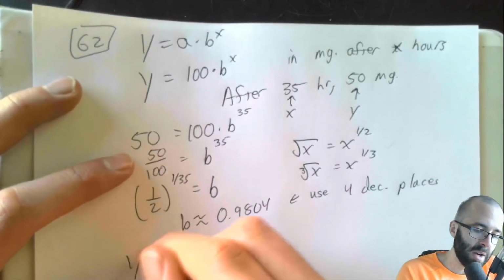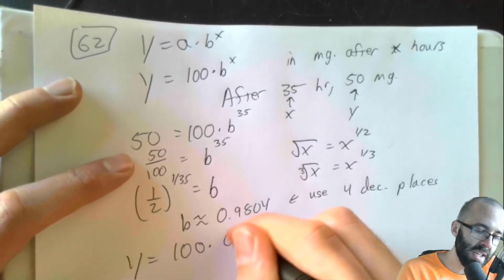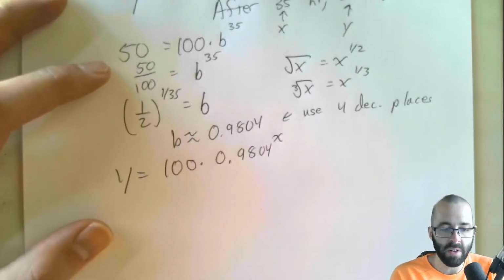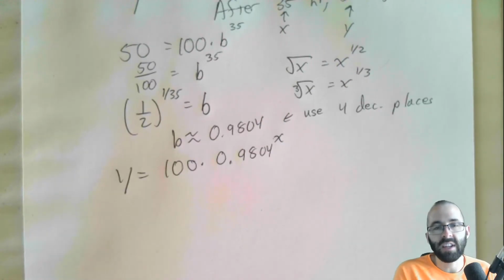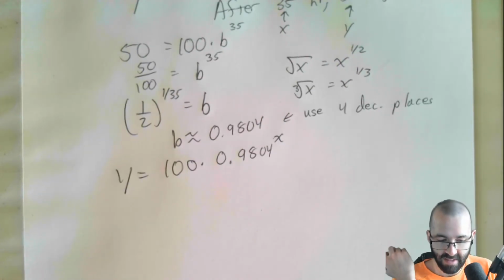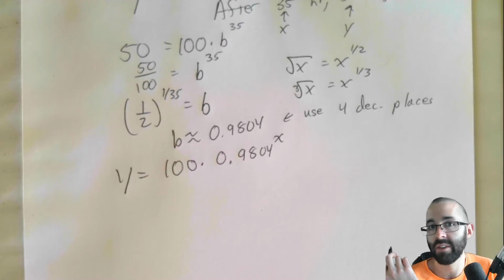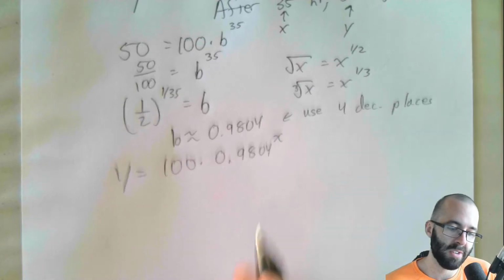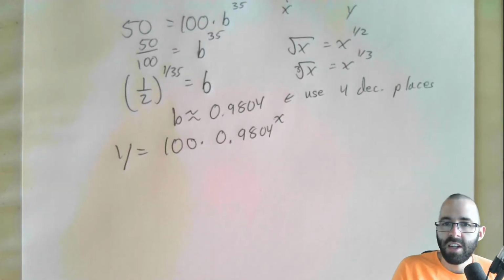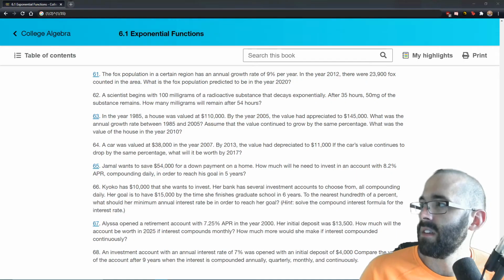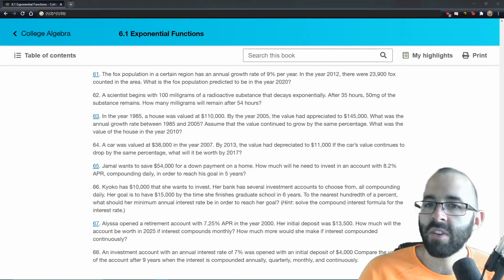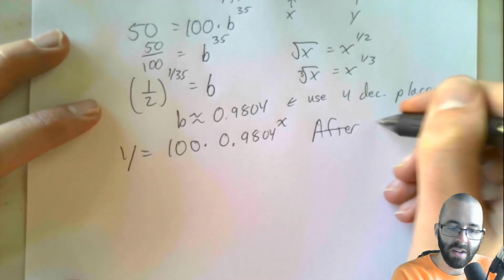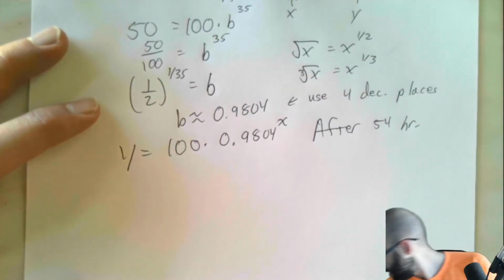All right. We're going to get y is equal to 100 times b, which is 0.9804, raised to the x. That's our model here. That's our decay rate. It's decay because it's smaller than 1. This mad scientist has this radioactive material that's decaying like that. But this doesn't answer the question. The question says, how many milligrams will remain after 54 hours? So that's really what we wanted.